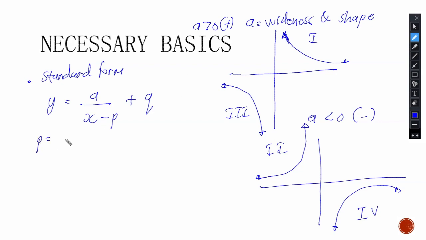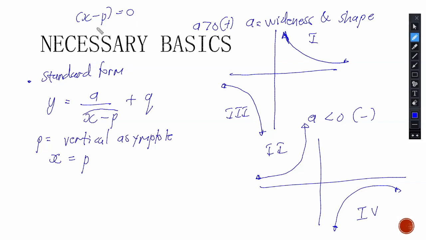But then what is p? P is the vertical asymptote, right? So p indicates the vertical asymptote, and the vertical asymptote is always given as an equation. In this case, it will be given as x equals p, right? So basically what you do when you want to represent the vertical asymptote is that you always take the denominator, x minus p, and then equate it to 0. So obviously the p value will be a certain value there.